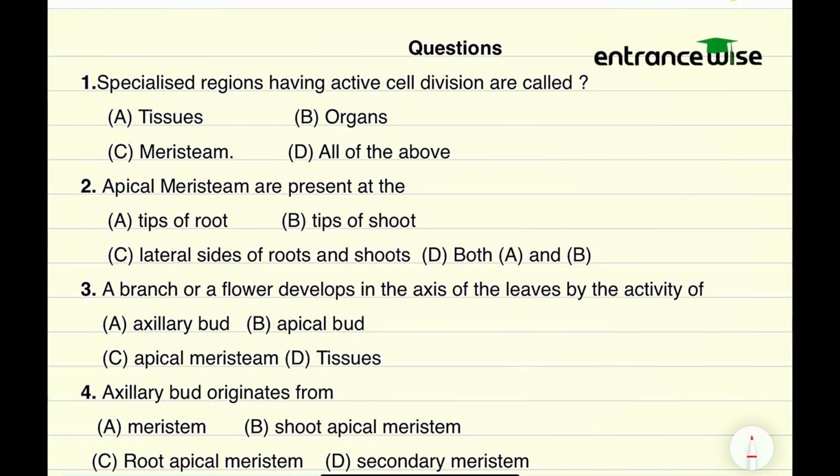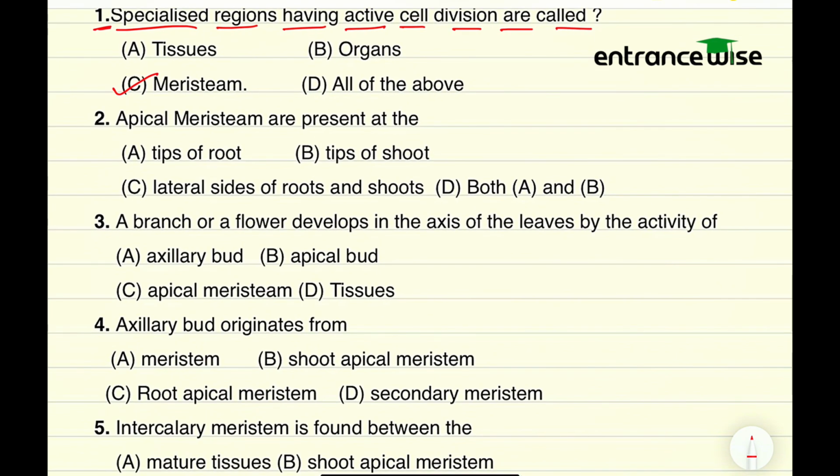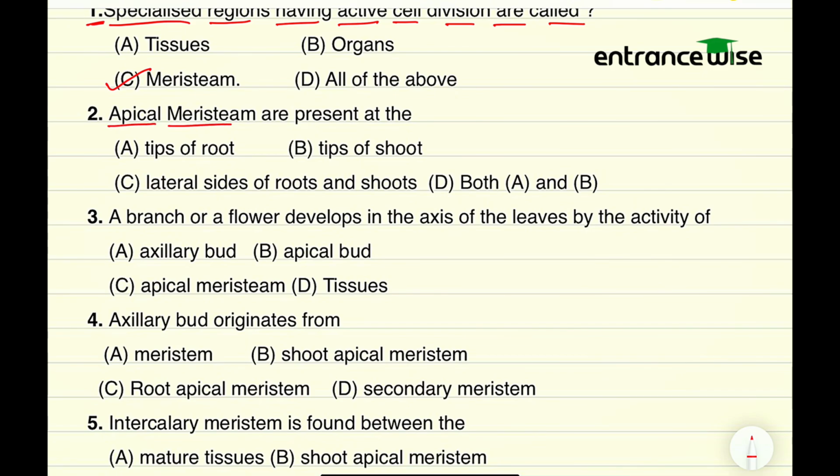Okay, you have these questions here. At first we have question number 1. Specialized regions having active cell division are called. Answer it. Okay, it will be meristem.